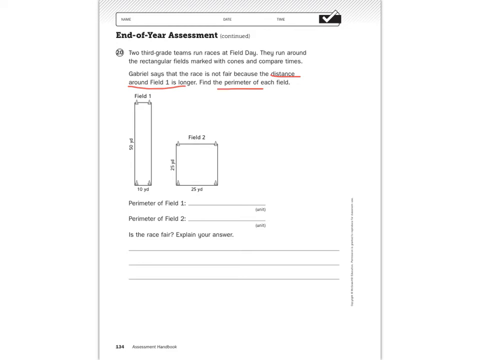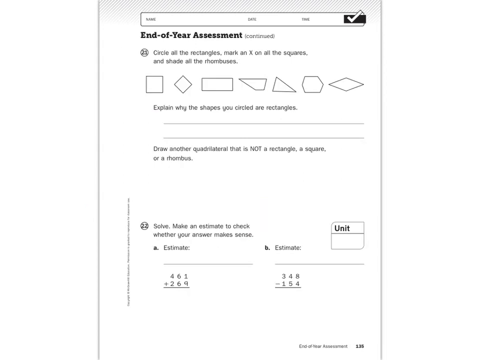So you have to keep in mind how you are going to figure out perimeter. And if you look around, you will see that you're going to put the perimeter of field 1 right there, including the units, and the perimeter of field 2 right down here. Don't forget the units. And then you need to answer that question. Is the race fair? Is it the same length or is it a different length? Explain your answer. Moving on to the last two problems on this page and on the entire test.